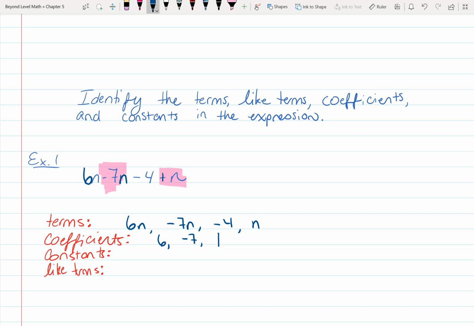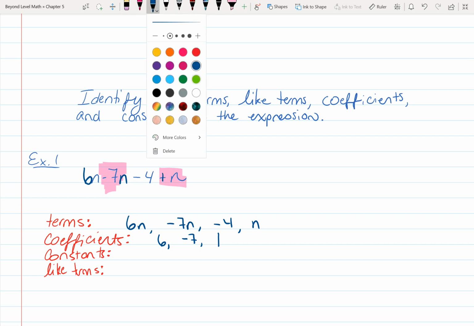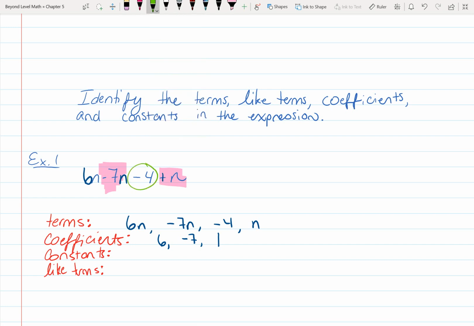All right, our constants. Our constant is this negative 4. So keep in mind it's not just 4, it's that negative 4. And then our like terms. So like terms, we've got same variable to the same power. So looks like all of our variables are like terms. Now, constants, if there is more than one constant, that will also be a like term with another constant. So our like terms are, let's see, keep the green, 6n, negative 7n, and positive n.